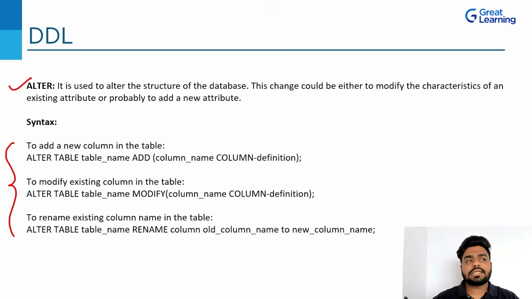That you have name, age, and gender. But later on, you decided that we should have city also. Then ALTER TABLE table name ADD column name and then column definition. This is how you will write a particular syntax or query to add a new column to your table.